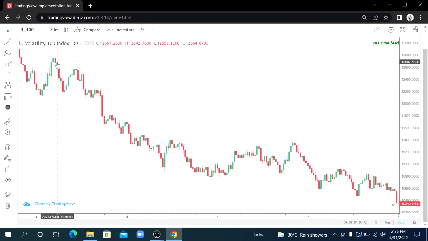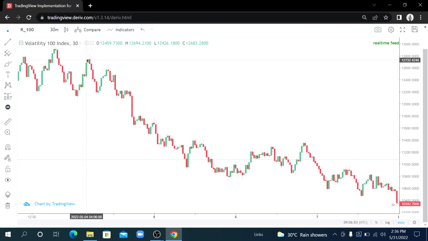Are you seeing this? He gave me a clear shooting star candle. This one here is a clear shooting star candle. You can enter from this trade and your stop loss will be above here. Your take profit here. See what happened? It hits it. You don't have to be accurate.